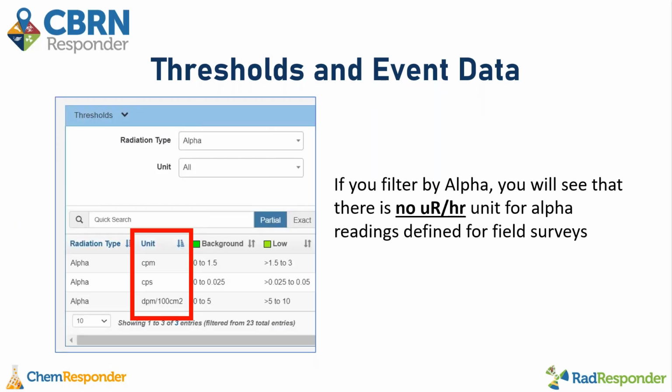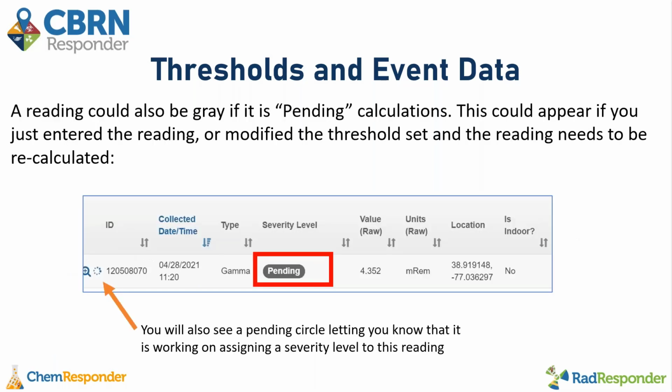I'll filter my thresholds by alpha radiation type, and I will see that there is no microR per hour unit for alpha readings defined for field surveys, and therefore that's why that reading is unable to calculate the severity threshold. A reading could also be gray if it is pending calculations, and this could appear if you just entered the reading or if you modified the threshold set and the reading needs to be recalculated. If your severity level is pending, you'll also see a pending circle letting you know that it's working on assigning a severity level to this reading.